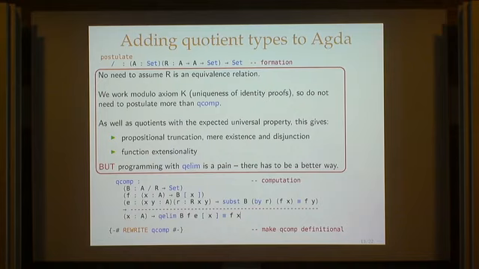I mean, you get propositional truncation, if you know what that is, so you get existence and disjunction done in a way that if you go to Martin-Löf's talk in the workshop, you'll hear a lot about. You can prove function extensionality once you've got quotients. So that's all great. The downside, of course, is that you have to program with quotients using this eliminator, and that's a bit of a pain. And there surely has to be a better way of doing it, which I'll come to at the end of this talk, which is coming quite soon.